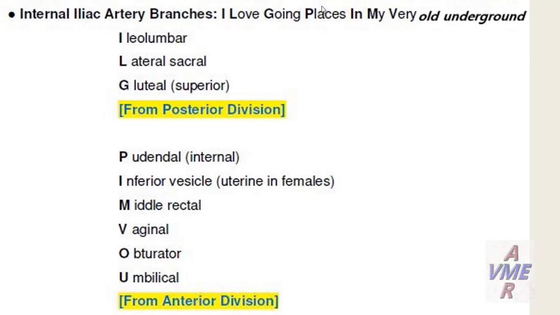And from the anterior division, in my very old underground, we have P for pudendal (internal), inferior vesical, uterine in females, middle rectal, vaginal, obturator, and umbilical. So the branches of the internal iliac artery from the posterior division are iliolumbar, lateral sacral, and superior gluteal. The branches from the anterior division are pudendal, inferior vesical, middle rectal, vaginal, obturator, and umbilical. I have gone places in my very old underground.